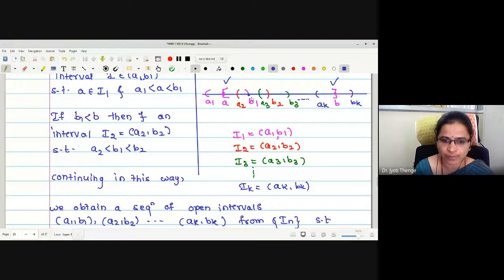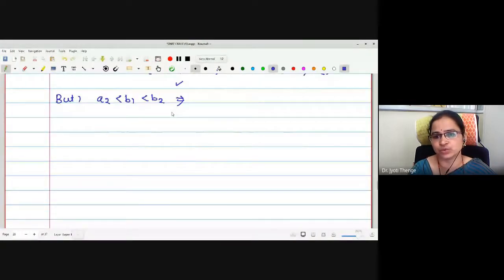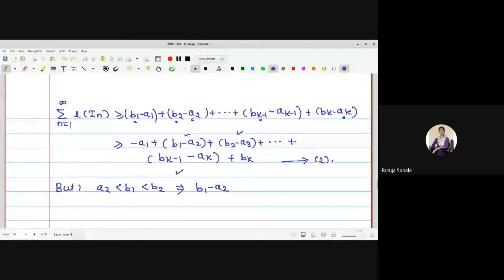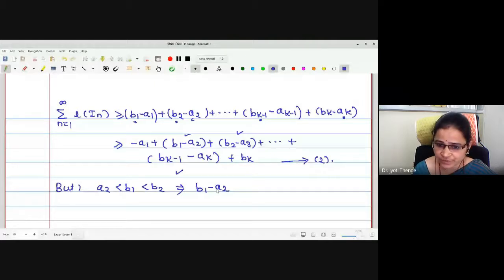This we know, na? Let us look at the sketch. B1 lies between A2 and B2. Therefore, I can write the divide between A2 and B2, which implies what? What is B1 minus A2, our first bracket? What is the value of this non-negative inequality? Is it positive? Can I say greater than 0? Yes, ma'am, because this is strictly greater, right?